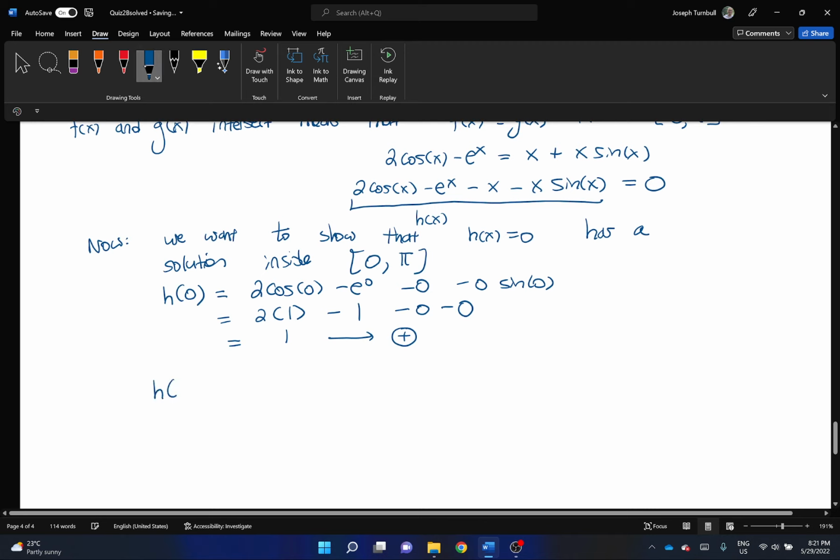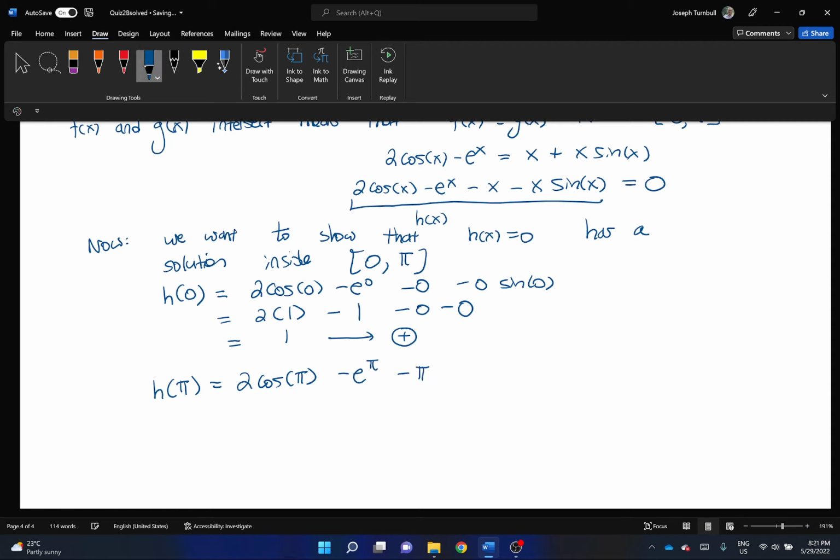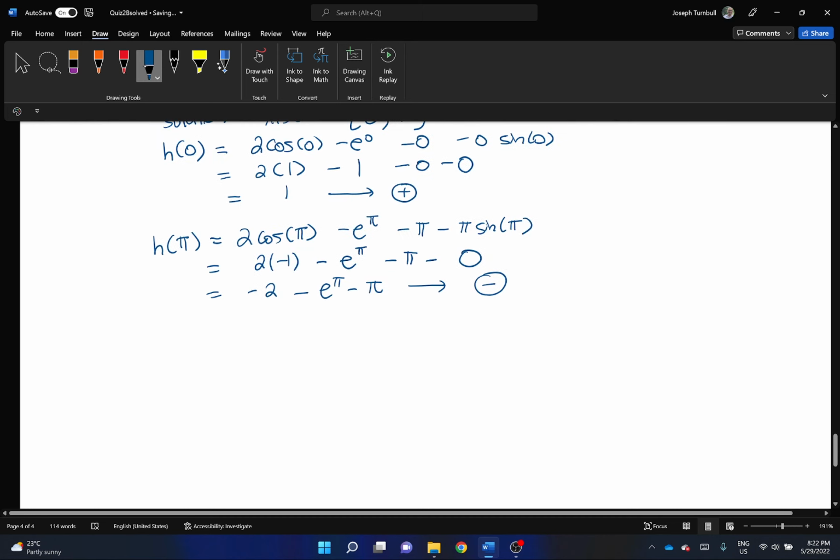Next, let's plug in pi. We're hoping to get a negative. 2 times the cos of pi minus e to the pi minus pi minus pi sine pi. So we're going to have 2 times negative 1 minus e to the pi minus pi minus 0. Sine of pi is 0. So negative 2 minus e to the pi minus pi. This is definitely negative. Bunch of negative stuff.